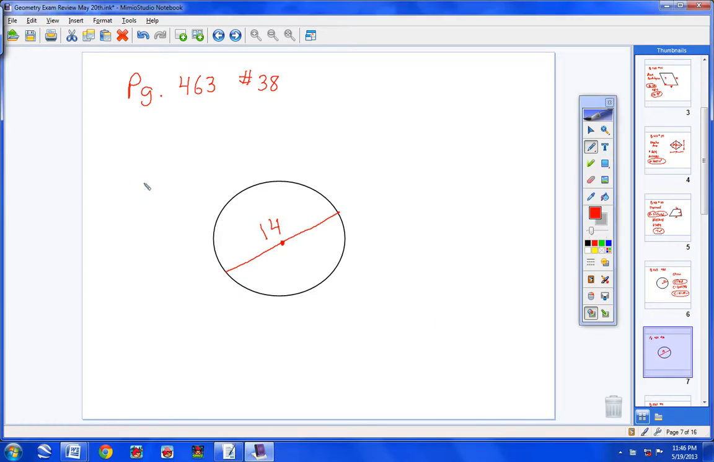Okay, page 463, number 38. Let's find the area of this circle. The area, all right? Now, the area of a circle is this. Area equals pi r squared, okay? So, wow, with that in mind, again, it's just pretty much a calculator problem.